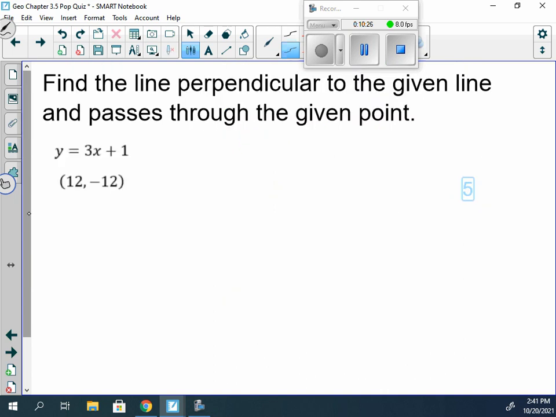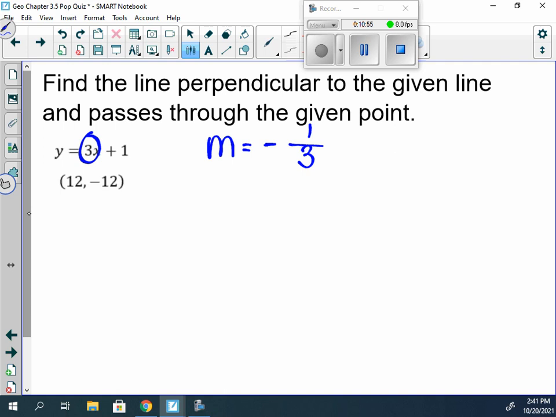So, find the line perpendicular to the given line that passes through the point. The original slope was 3, yes? So we need to change it. It would be 1 over 3, because since the sign of the original slope is positive, our new slope would be negative. Negative 1 over 3.